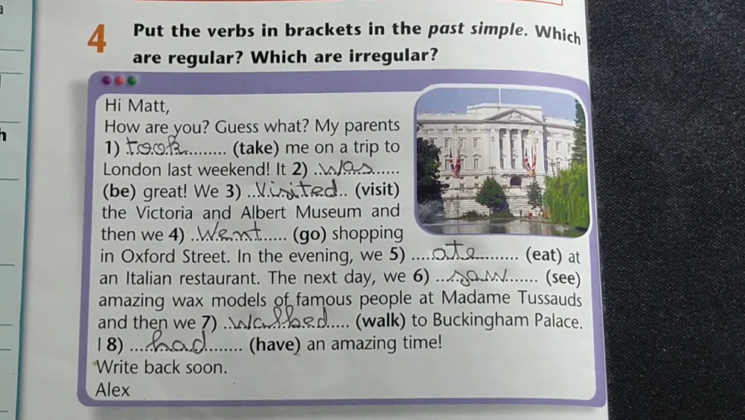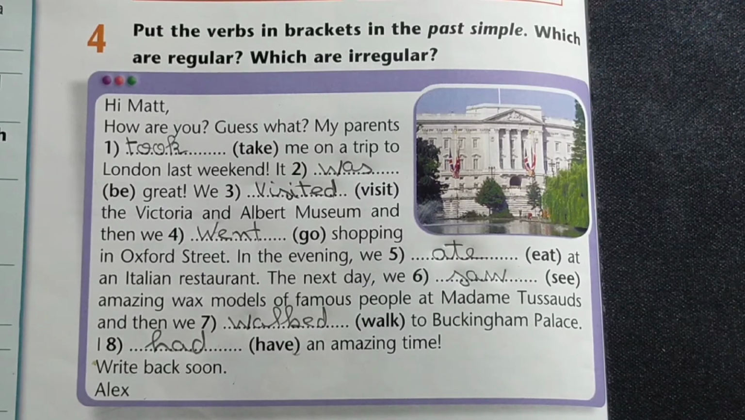I continue. Number 3. We visited the Victoria and Albert Museum, and then we went shopping in Oxford Street. In the evening, we ate at an Italian restaurant. So ate is another irregular verb because it doesn't take ed. The next day, number 6, we saw amazing wax models of famous people at Madame Tussauds. And then we walked. Walked is a regular verb because it takes ed. So then we walked to Buckingham Palace. I had an amazing time. Had is an irregular verb. Write back soon, Alex. So we finished the exercise.